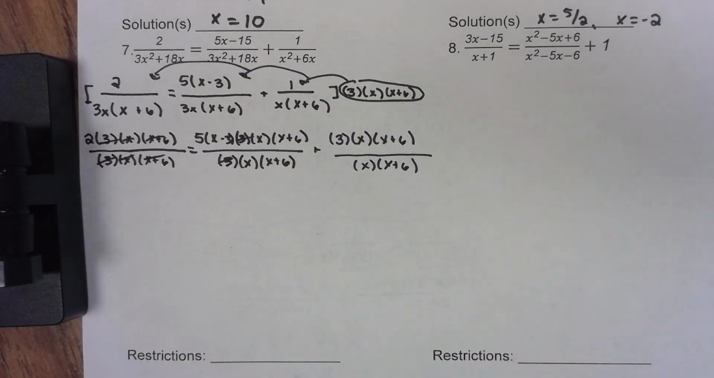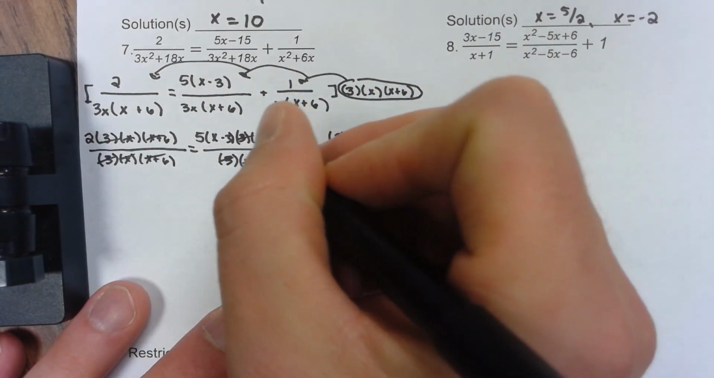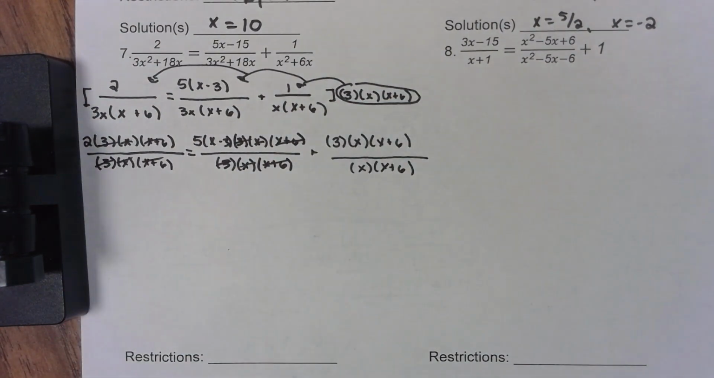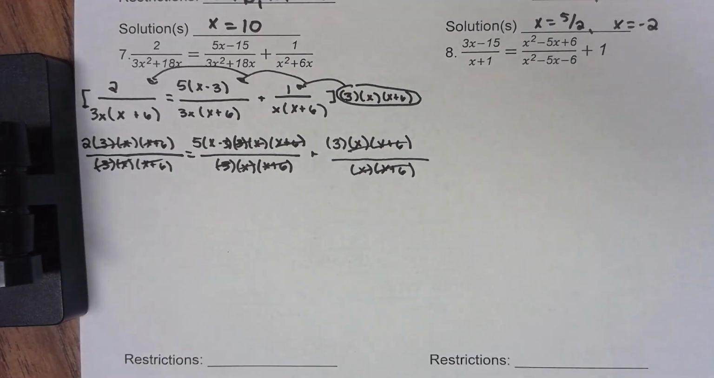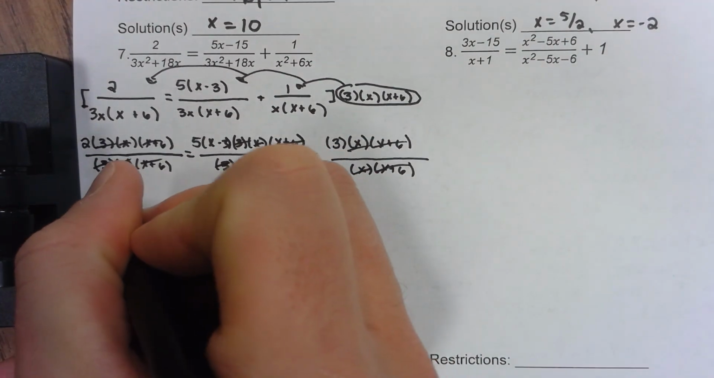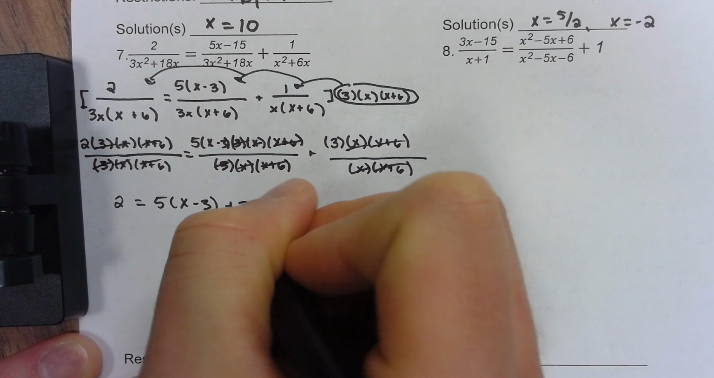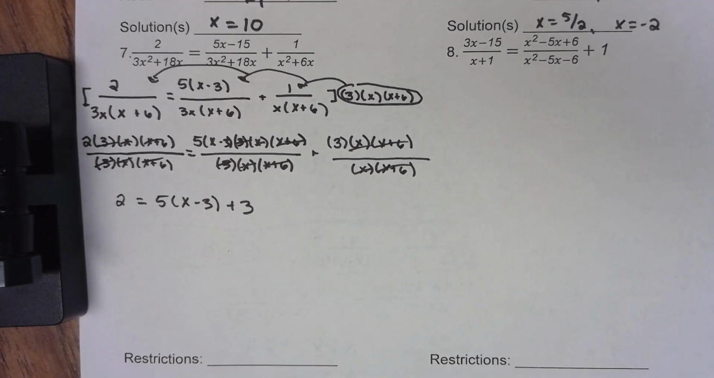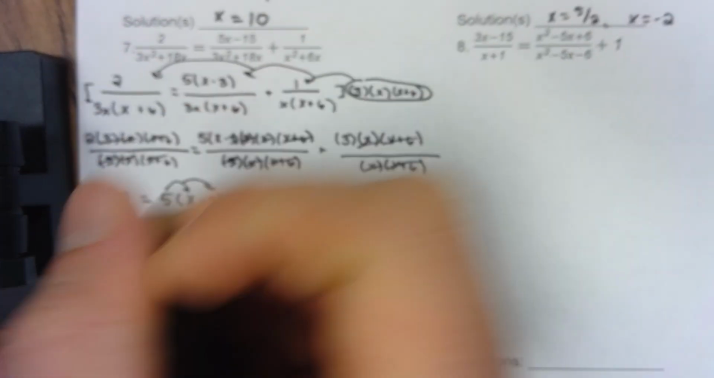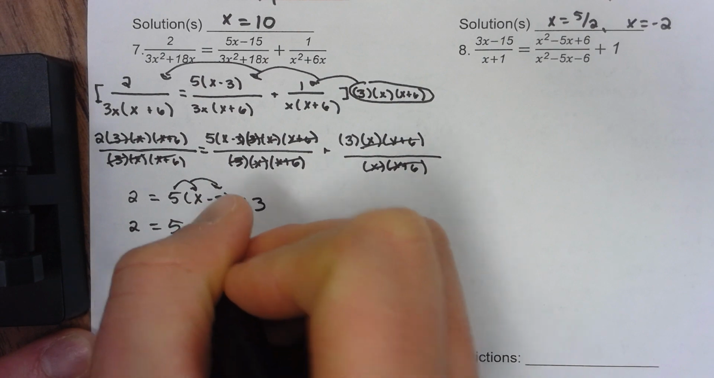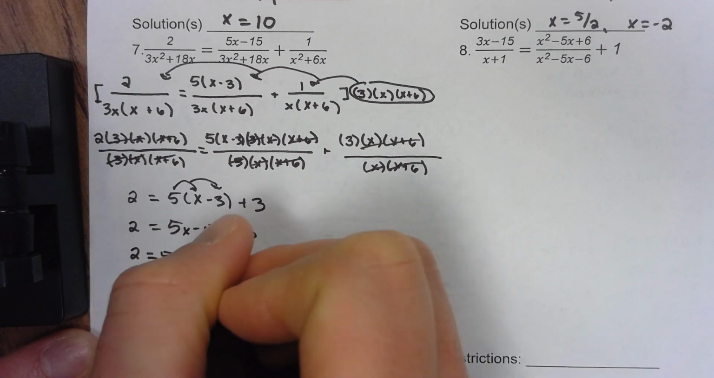So in this first fraction, everything cancels out and we're just left with a 2. In the second expression, I get a 3 and x plus 6 to cancel out, and an x plus 6 to cancel out. So a lot of things go away here, and we end up getting that 2 equals 5 times x minus 3 plus 3. I can then distribute the 5 to get 2 equals 5x minus 15 plus 3, or 2 equals 5x minus 12.